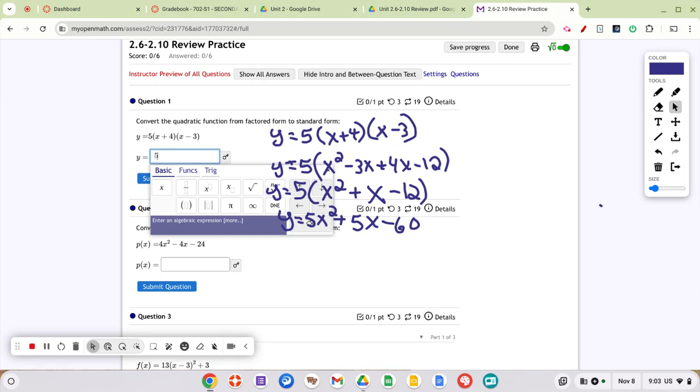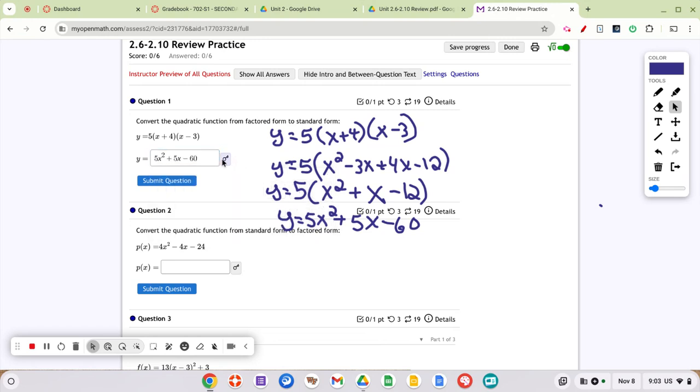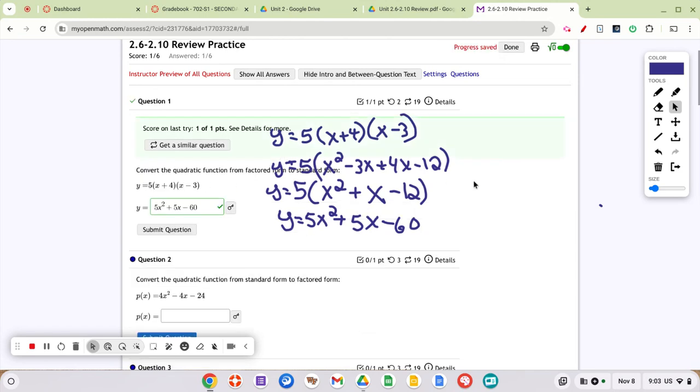Okay, let's type this in and make sure that it's going to be the way that they're wanting it. Plus 5x minus 60. Okay, let's check it. Yep. Okay, that's good. And then we can submit that question and get it right. Yay, woo! Okay, so that's what you guys are going to do.